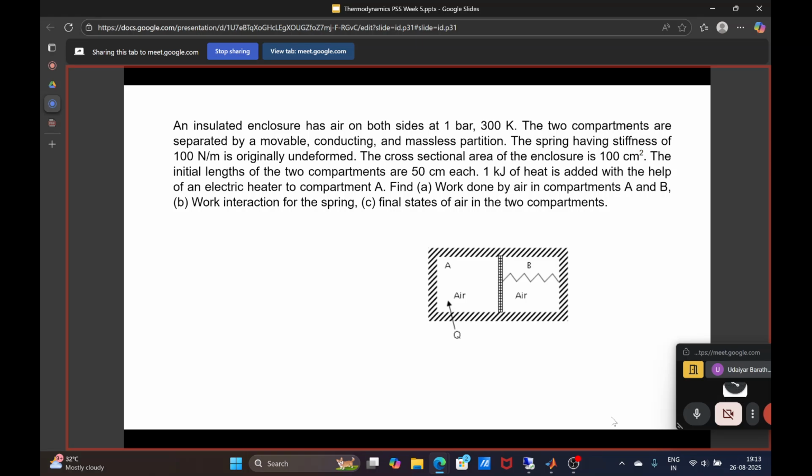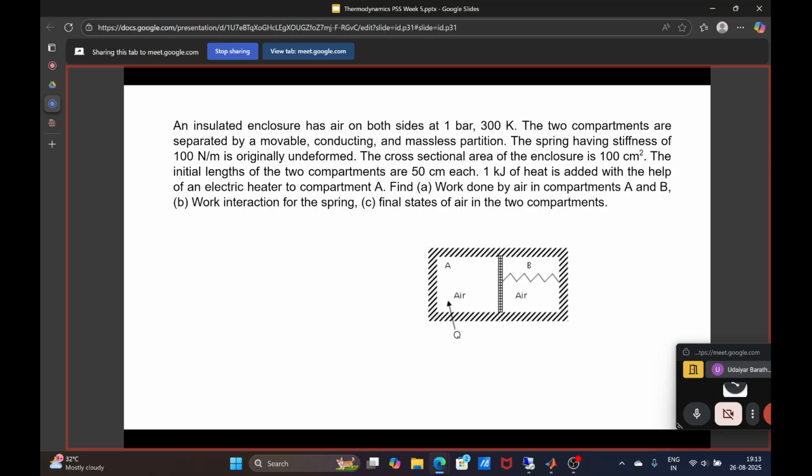So next question, an insulated enclosure has air on both sides at 1 bar and 300 Kelvin. The two compartments are separated by a movable, conducting and massless partition. The spring having stiffness of 100 Newton per meter is originally undeformed. The cross-sectional area of the enclosure is 100 centimeter square. The initial length of the two compartments are 50 centimeter each.